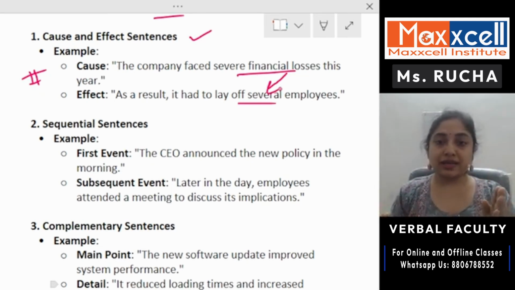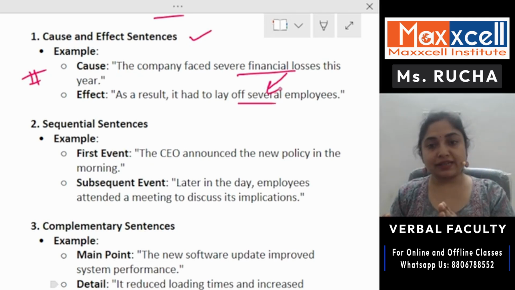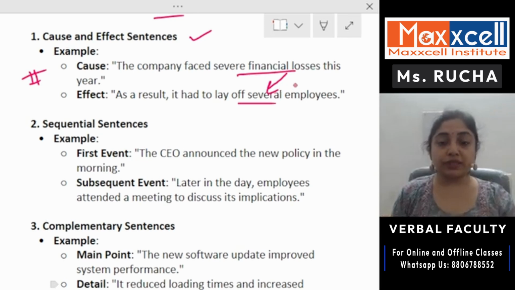The cause has an effect on the second sentence. What is the cause here? The cause is financial losses of the company, which ultimately led to layoffs, right?